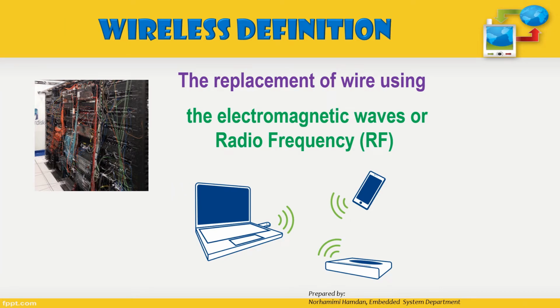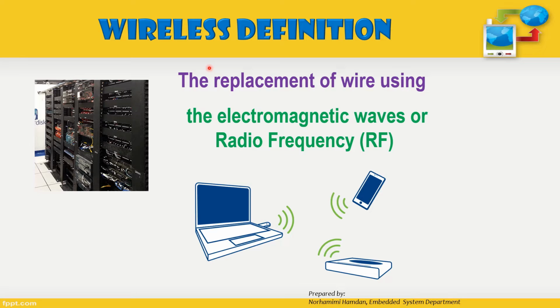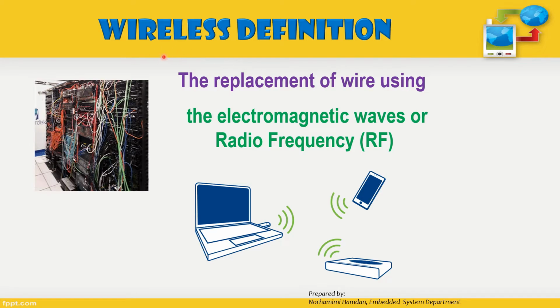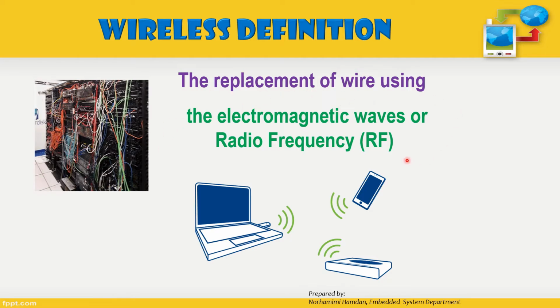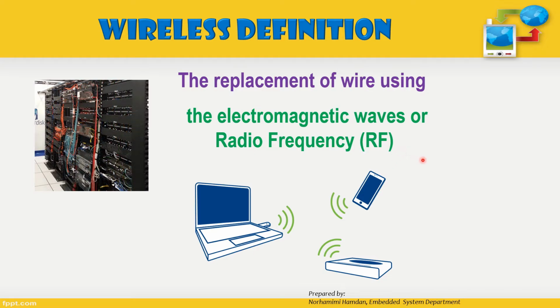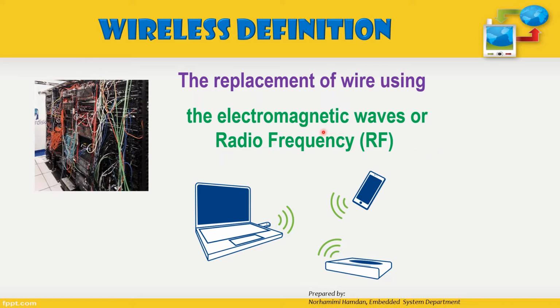Before we start, let's take a look at the wireless definition. What does it mean by wireless? Wireless is the replacement of a wire by the use of electromagnetic waves or radio frequency. So there's no more electrical conductor after we replace it with electromagnetic waves or radio frequency.